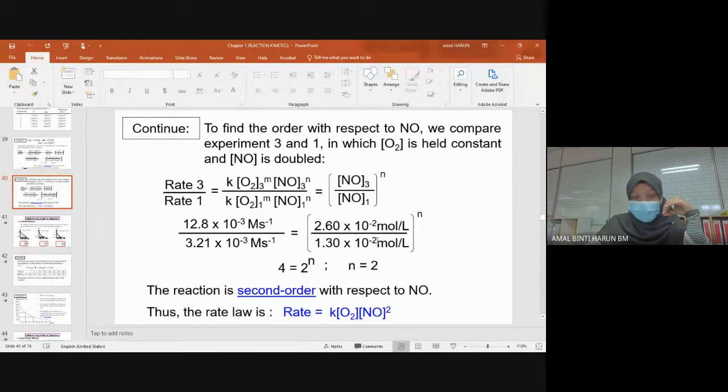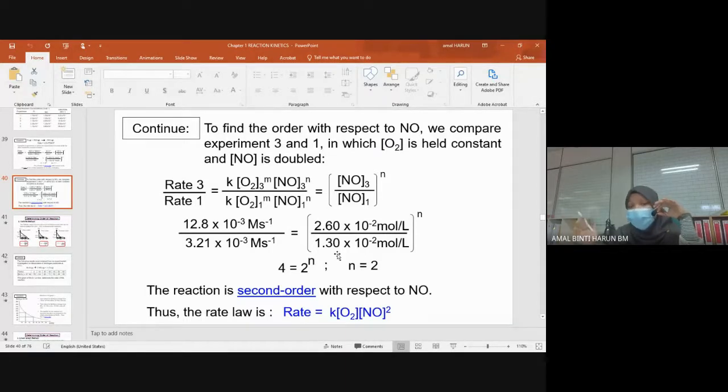And then this one you buat apa ni? Divide and then N power tu kat luar kan. So you dapat 2. So 2 power of what factor dia dapat 4. So 2 power of 2 dapat 4. So N equal to 2 is the order respect to the nitrogen monoxide. Therefore, we can say that is second order respect to nitrogen monoxide.